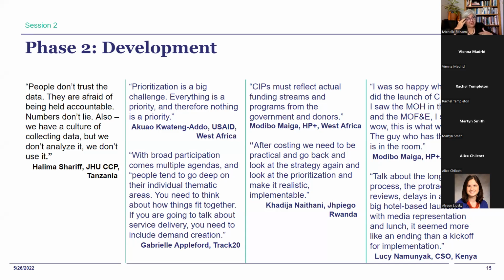And so I think that's been a learning, and it's been improving over time. A colleague from the Rwanda CIP process, the one that goes a few years back, was encouraging that everybody needs to be very practical, go back and look at the strategy again, look at that prioritization and make it realistic, make it implementable after you do that costing. And there needs to be that feedback loop happening.